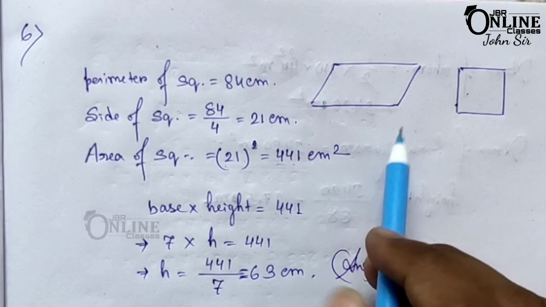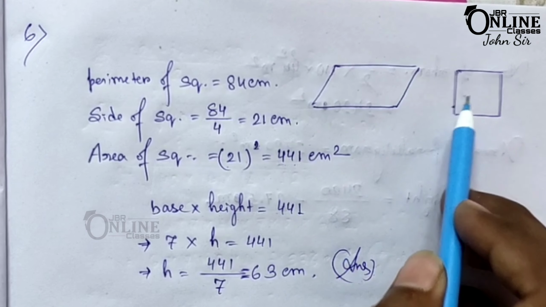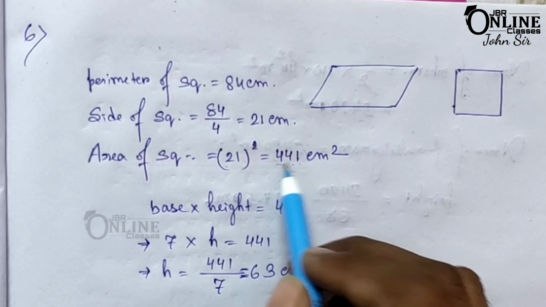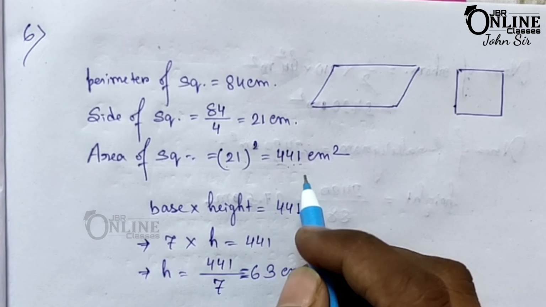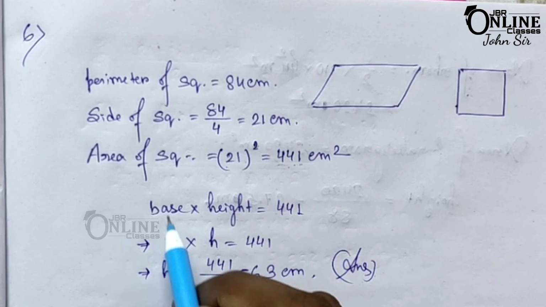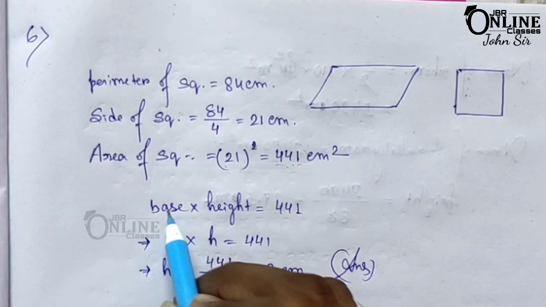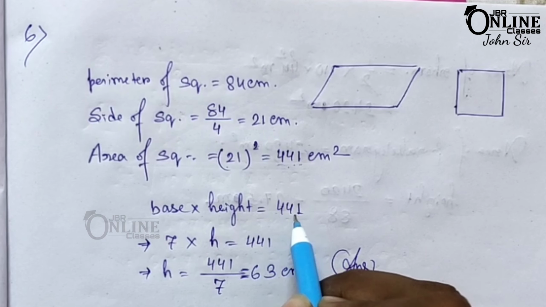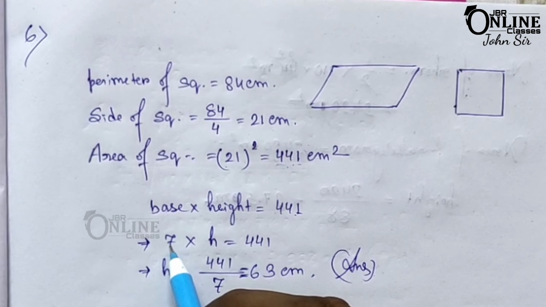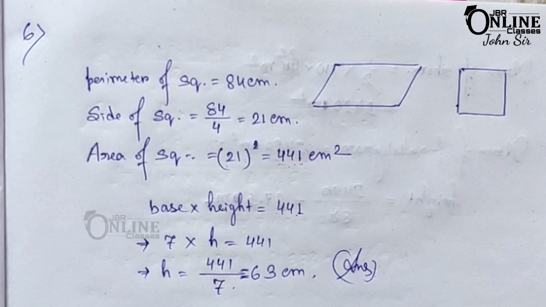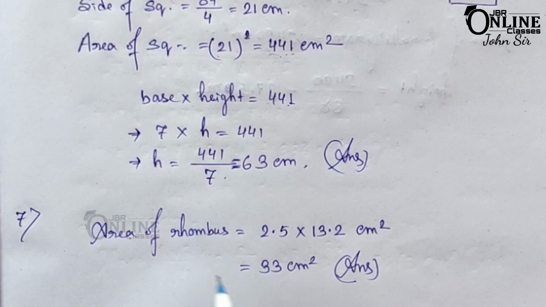Now as it said before that these two areas will be the same, the area of the parallelogram will also be 441, and the base of the parallelogram is given, that is 7 centimeter. So base into height is the formula for the area of a parallelogram. So base into height equals 441, then base equals 7, and you can easily find the value of height.